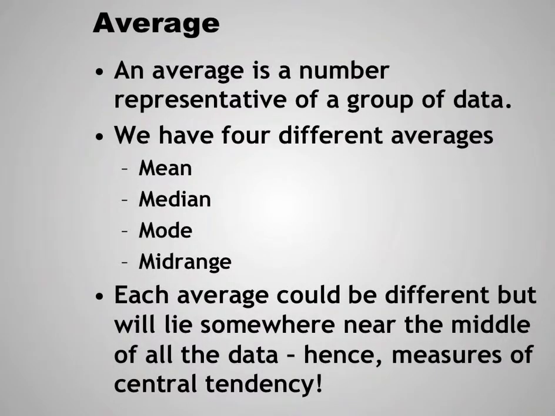We're talking about average, and an average is a number representative of a group of data. So basically we're trying to find one number that's going to describe the entire set of data. And that's what an average does. We have four different averages. We have mean, median, mode, and mid-range. Now each average could be different, but all of them will lie somewhere near the middle of all the data, hence measures of central tendency.